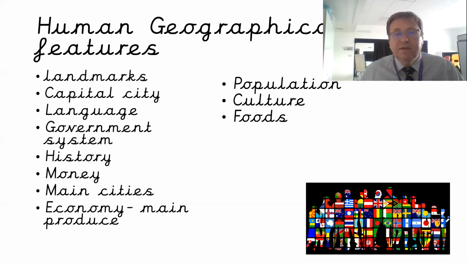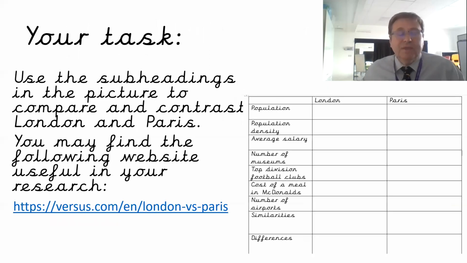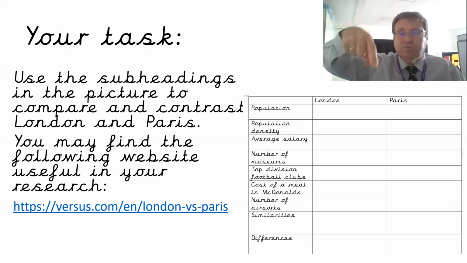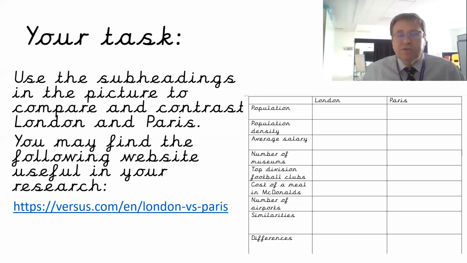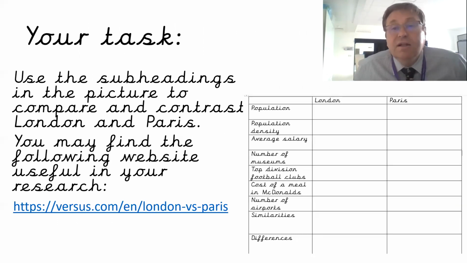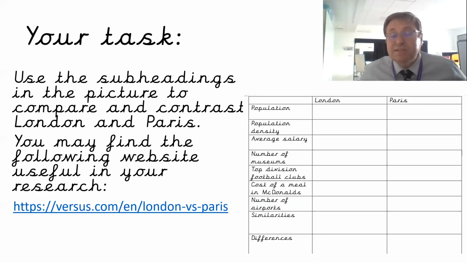So what I want you to do today is get a piece of paper and lay it out a bit like this one below. So three columns, and in the first column, I want you to put some subheadings. The ones I've got here are population, which is the total number of people; population density, how closely they have to live with each other, how many people you get into a very specific area, because that does affect quality of life; and average salary, how much the average person earns. Are people in London wealthier than people in Paris, or is it the other way around?